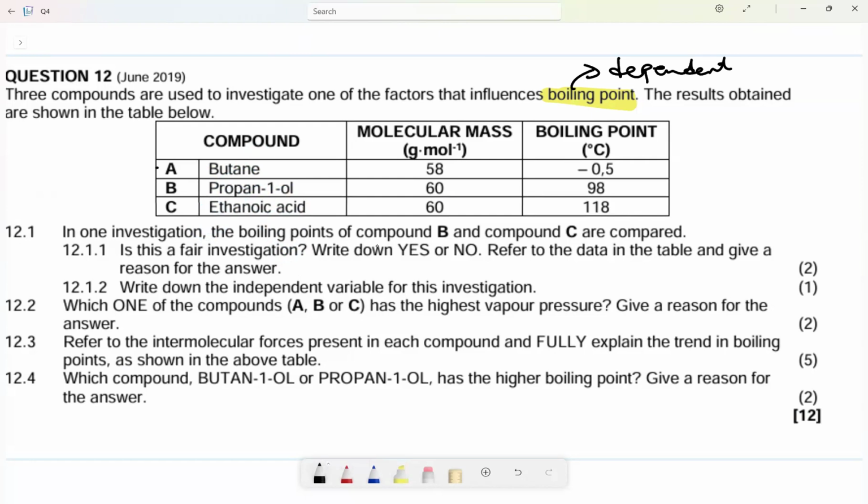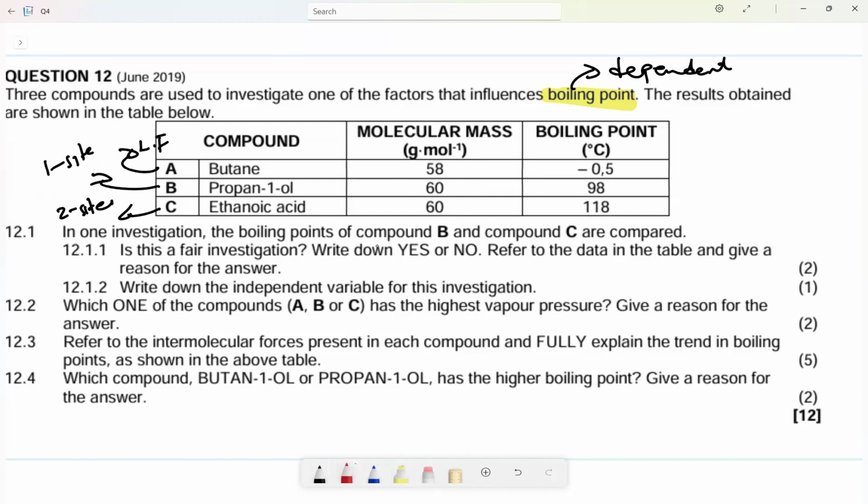Okay, this one has London forces. This one has one side of hydrogen bond. This one has two sides of hydrogen bond, right? Then we can see here, sorry, in one investigation, the boiling points of B and C are compared. Okay, is this a fair comparison? Write down yes or no. Refer to the data and give a reason for that.